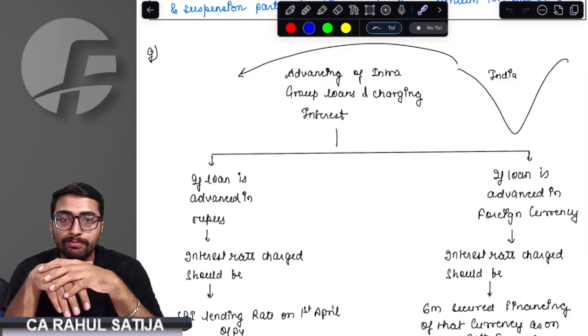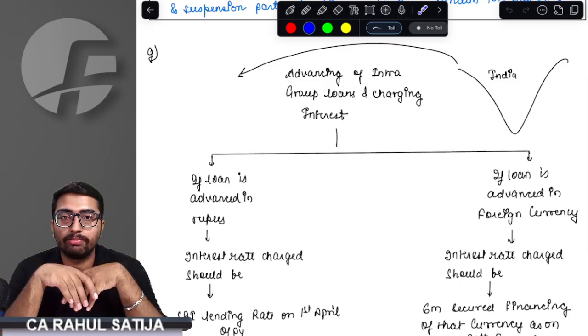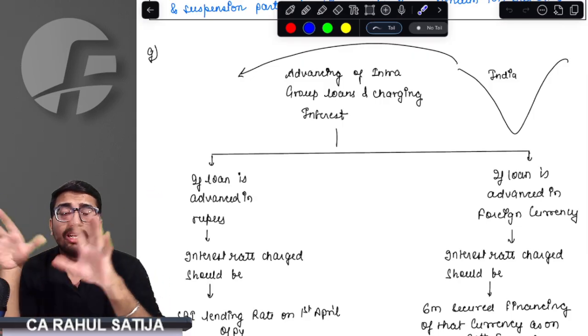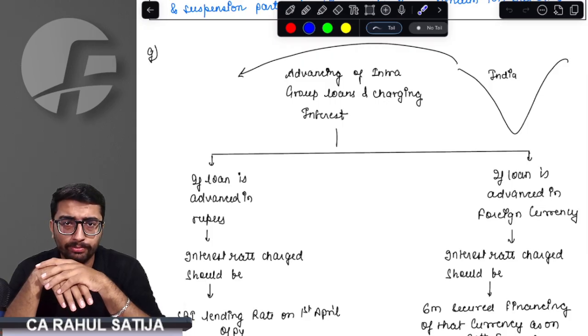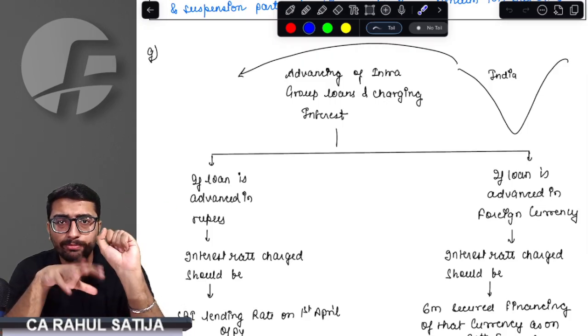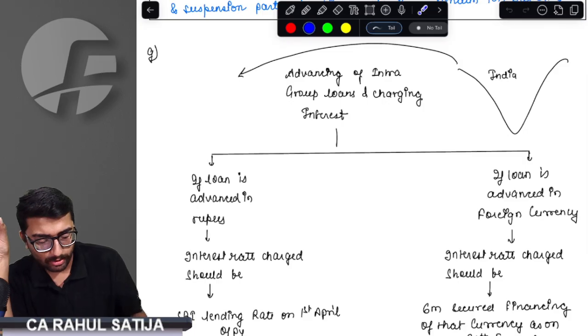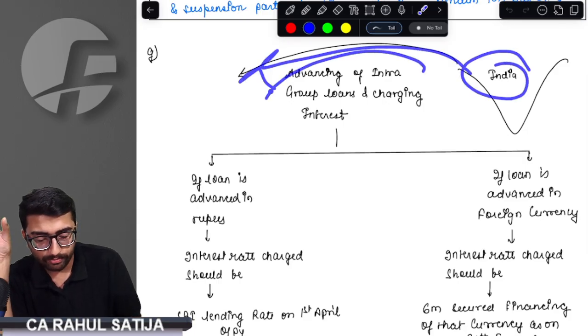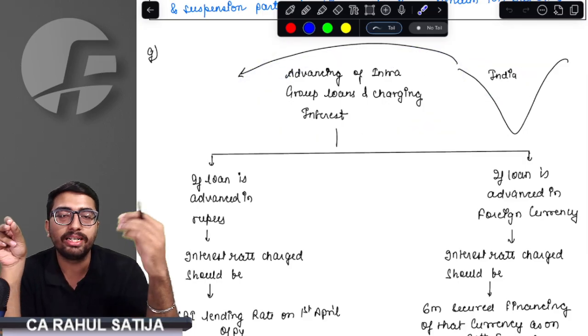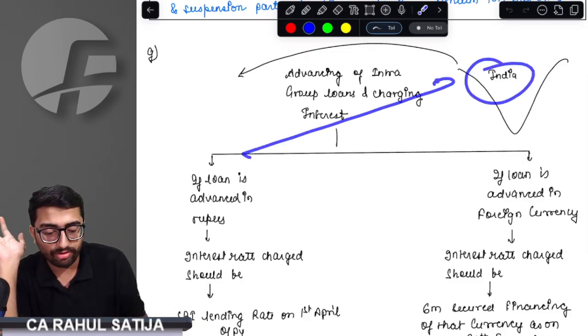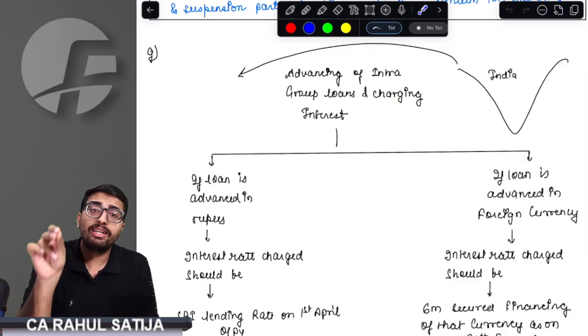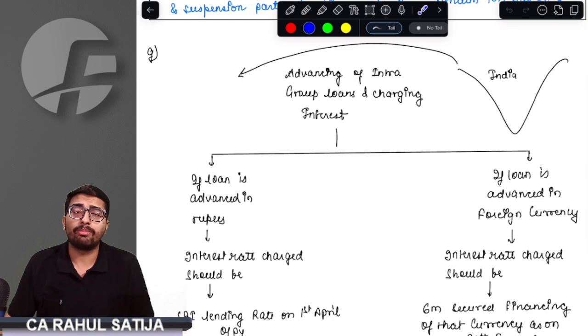If an Indian entity gives loans or advances to any associate in its group, it should charge interest. Of course, it should charge interest. How much interest it should charge is given by the safe harbor rules.